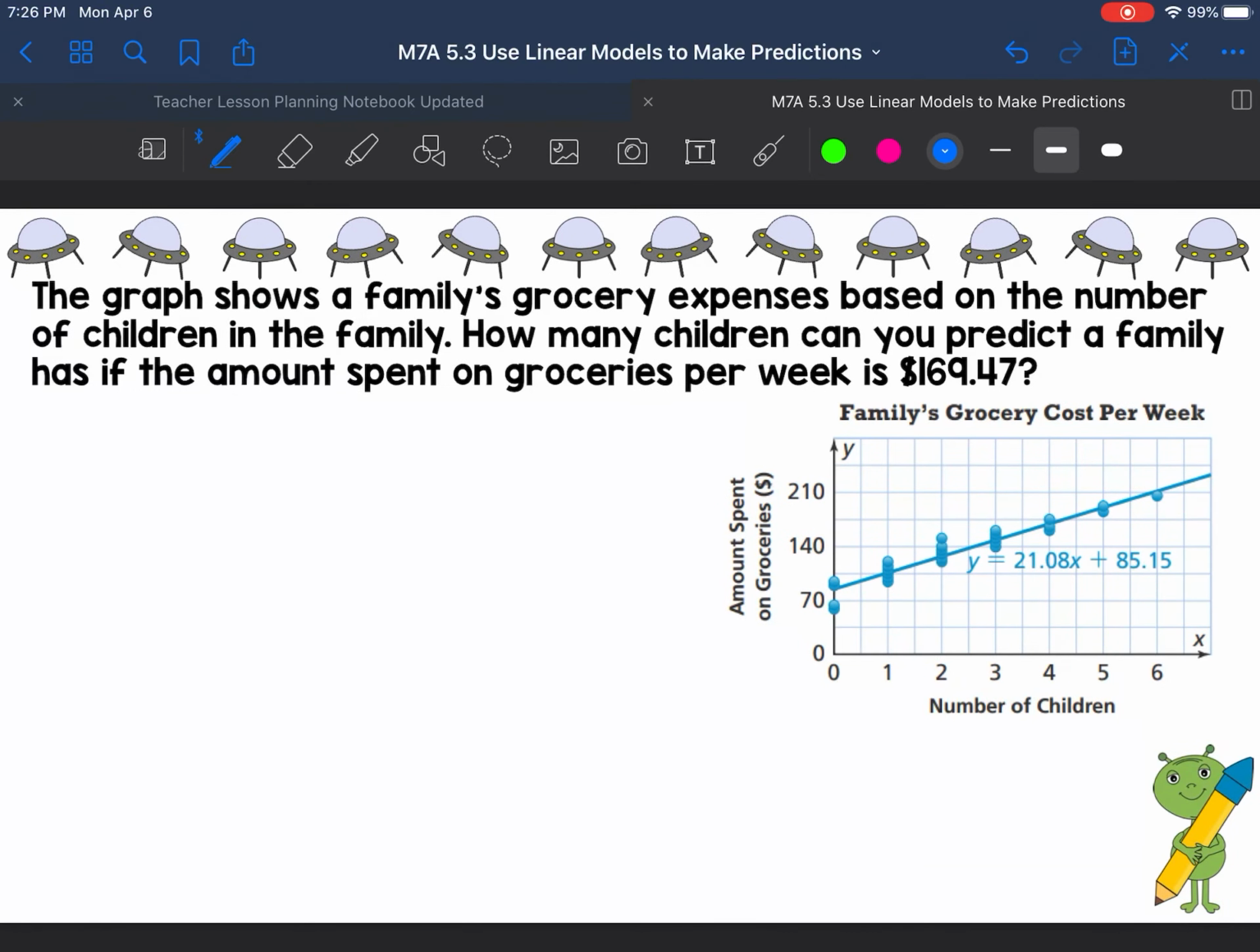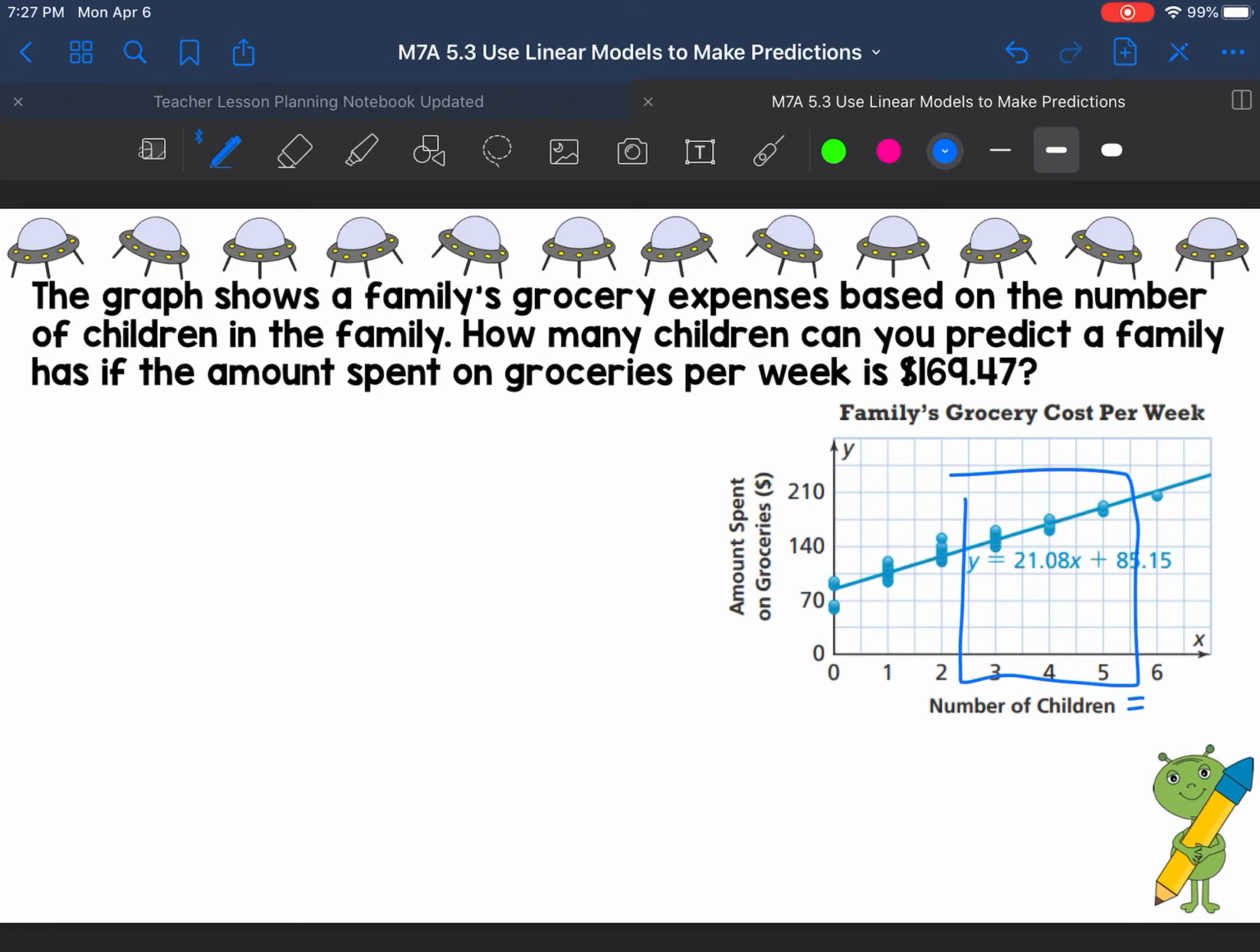We're going to look at the same family, okay? It says the graph shows a family's grocery expenses based on the number of children in the family, just like the last problem. How many children can you predict a family has if the amount spent on groceries per week is $169.47? Okay, now, can we just look at this graph and come up with an answer? Possibly, but it could honestly be 3 different answers. Therefore, we have to do the math.